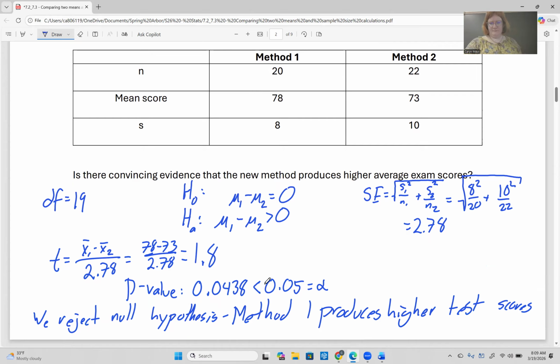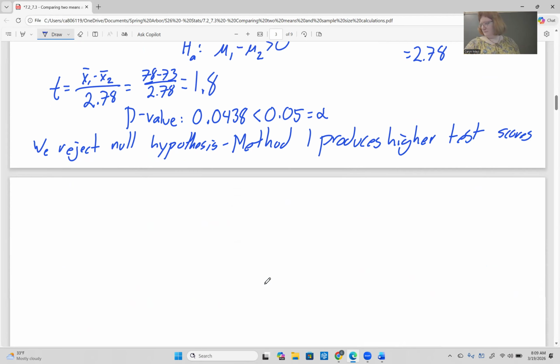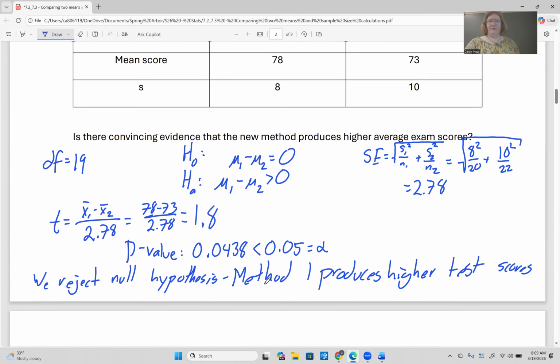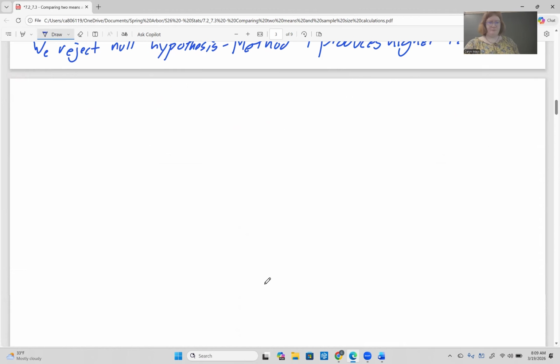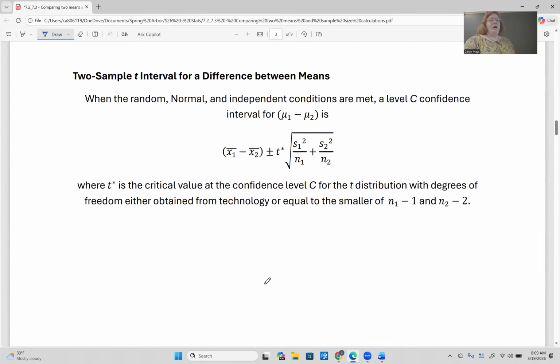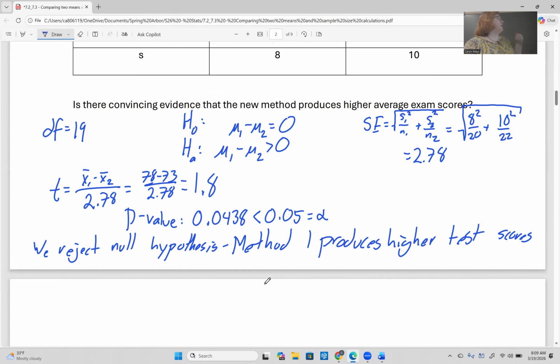All right. There's a whole bunch of room there if I had run out. So method 1 produces higher test scores. Beyond this, we have our test for significance.